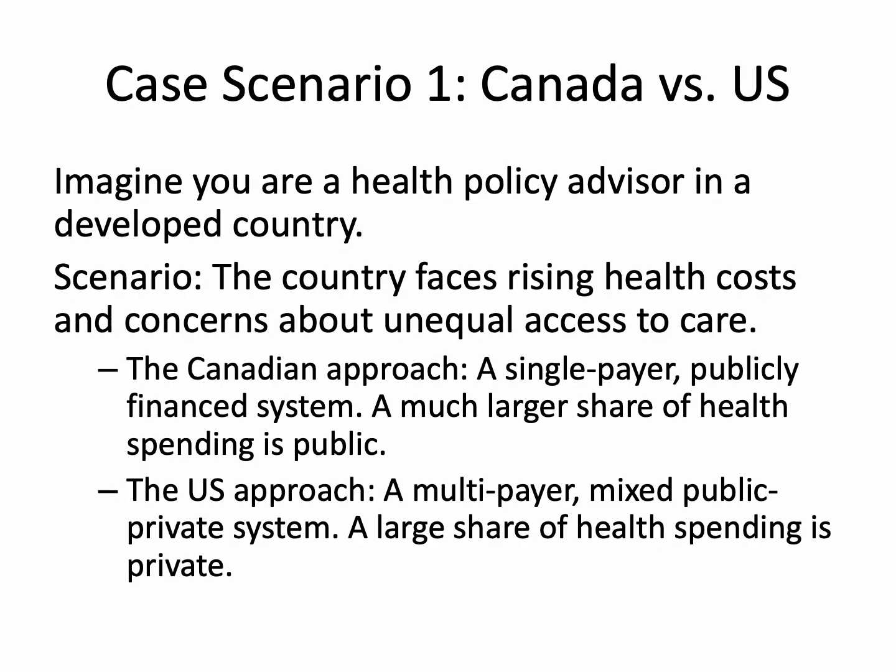Now, let's consider a case scenario. You're advising a nation on its healthcare system. You have two primary models to consider, the US and the Canadian. The US model is a fragmented system where the government is a major player, but the private market, with its thousands of insurers, dominates. It promises choice and innovation but has historically struggled with high costs and unequal access.